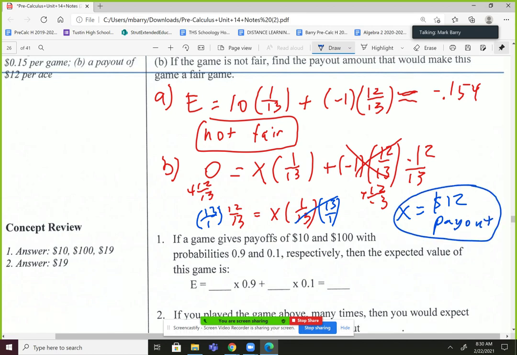So if we make this a $12 payout if I get the ace, and still charge $1 if I don't get the ace, that is a perfectly fair game. If somebody played that game an infinite number of times, they could expect to break even, with the same amount of money as they started with. All right. If we were paying out more than $12, that would be an advantage to the player. If we're paying out less than $12, like the $10 we saw in Part A, that's an advantage to the house.